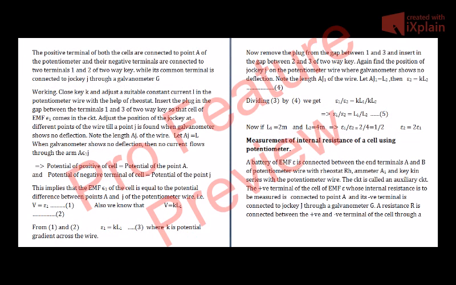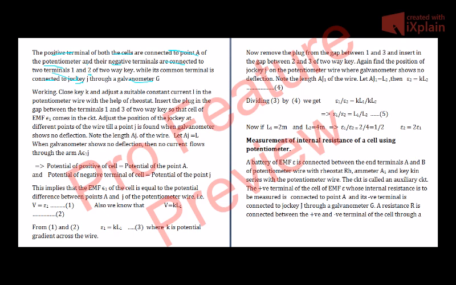The positive terminals of both the cells, E1 and E2, are connected to point A of the potentiometer, and their negative terminals are connected to terminals 1 and 2 of the two-way key. Its common terminal, as you can see from the figure, is connected to the jockey through a galvanometer G.